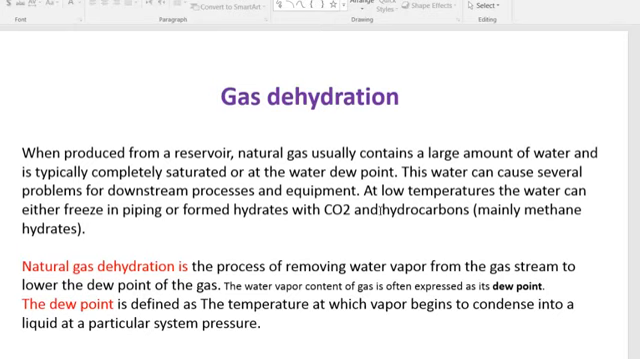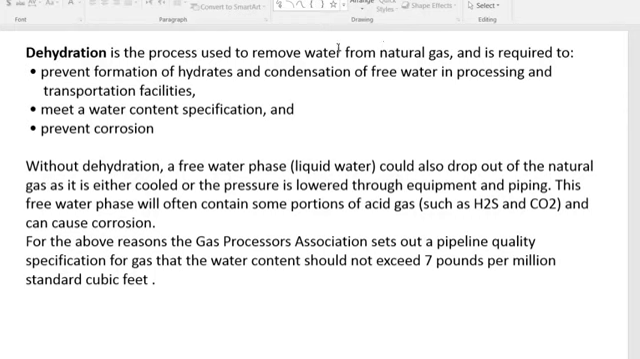This water causes several problems for downstream process and equipment. Like what? When we remove the water from the natural gas, we prevent formation of hydrate and condensation of free water in processing and transportation. And we require this dehydration to meet a water content specification.